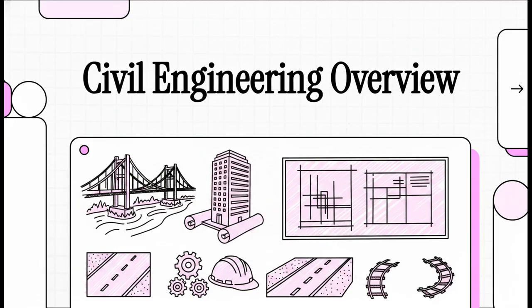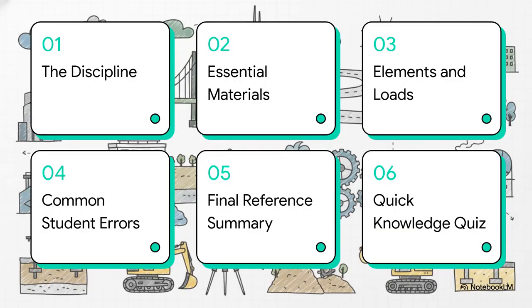Let's get started. Here's a quick look at our syllabus for today's explainer. We'll kick things off with the civil engineering discipline as a whole, move into essential construction materials, and then tackle structural elements and loads. After that, we'll cover some common student errors, wrap up with a final reference summary, and finish with a quick knowledge quiz.